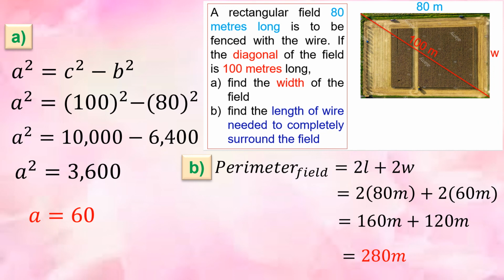There's another way to compute for the perimeter of a rectangle. You can always add all the lengths of the sides of the rectangle. So 80 plus 60 plus 80 plus 60, the same answer, 280 meters.